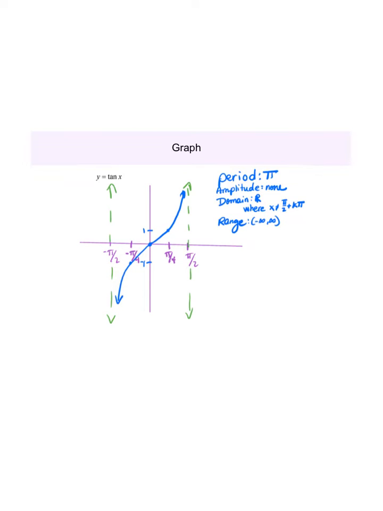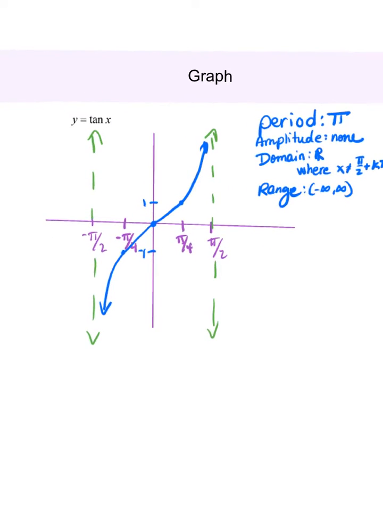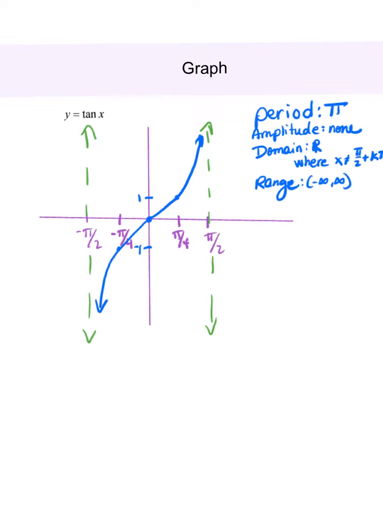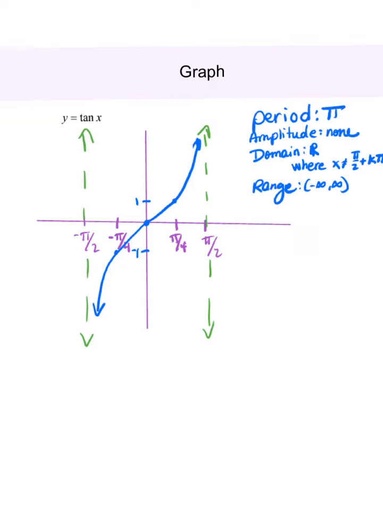Now I want to talk about what tangent looks like. You're going to have to copy this in your notes. So this is going to be my parent function for tangent. Remember that an undefined value is a vertical asymptote. So at negative pi over 2 and positive pi over 2, I have vertical asymptotes. I've plotted values. Here at negative pi over 4, I have a negative 1, 0, 0, and pi over 4, 1. Then my curve gets drawn like this.